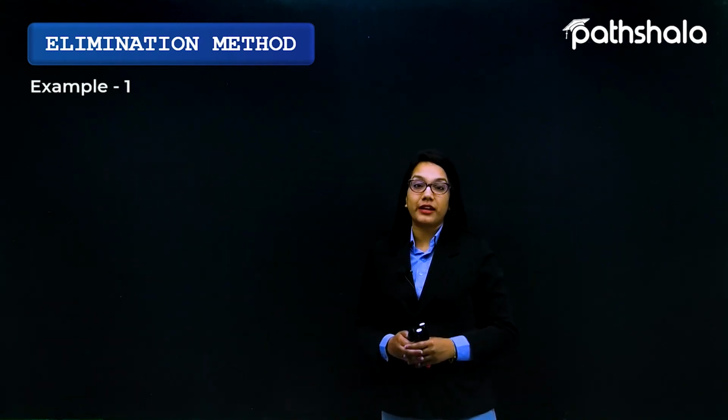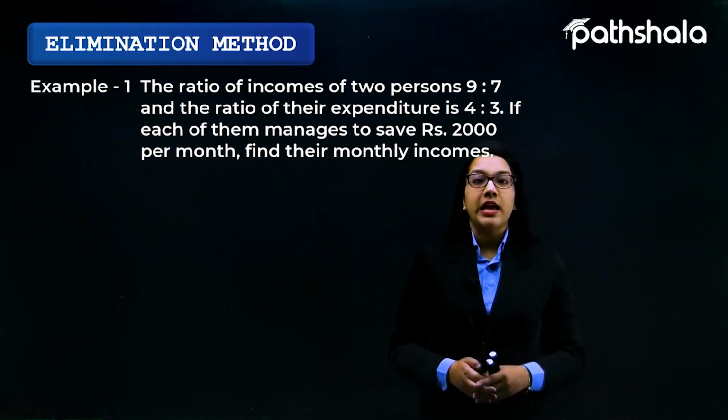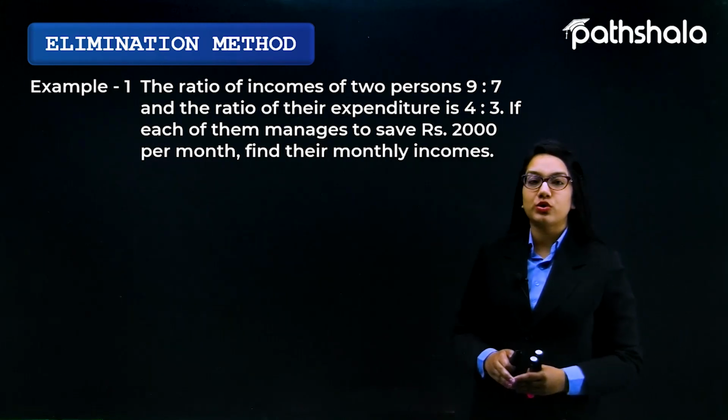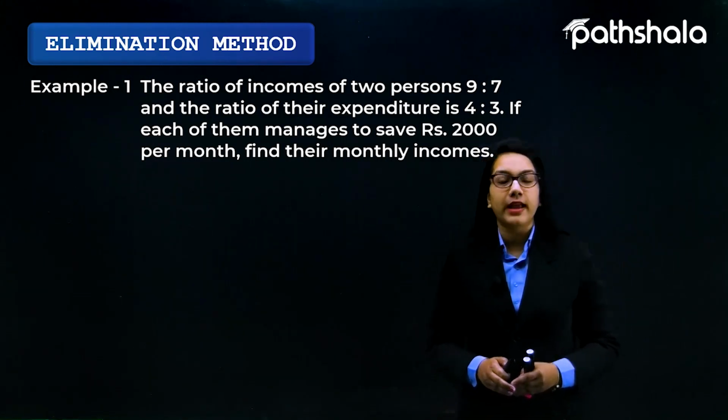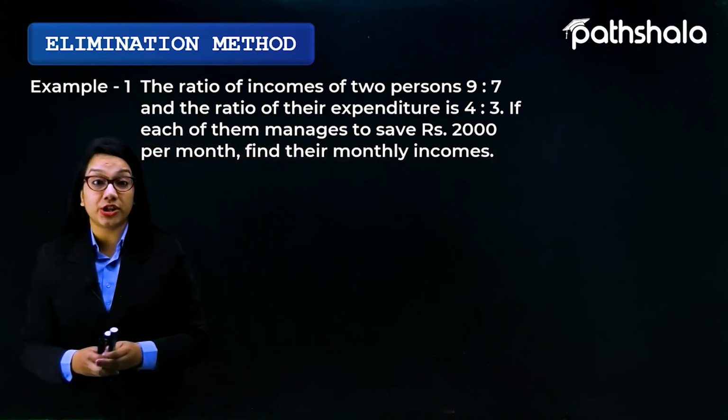Let us suppose we take an example: the ratio of the incomes of two persons is 9:7, and the ratio of their expenditure is 4:3. If each of them manages to save rupees 2000 per month, then find their monthly incomes. Let's start this question using the elimination method.